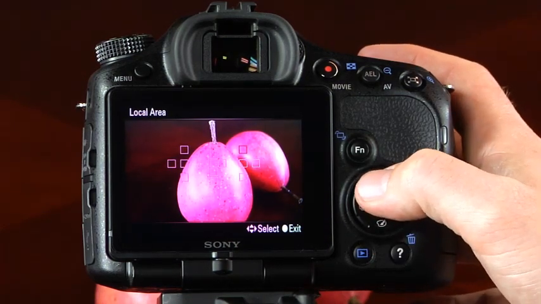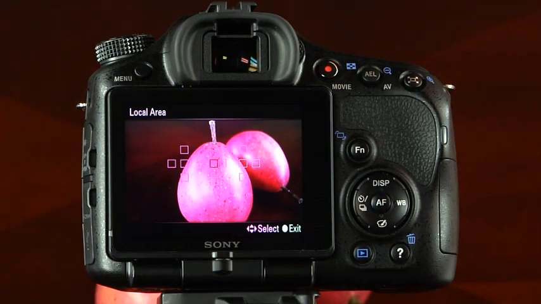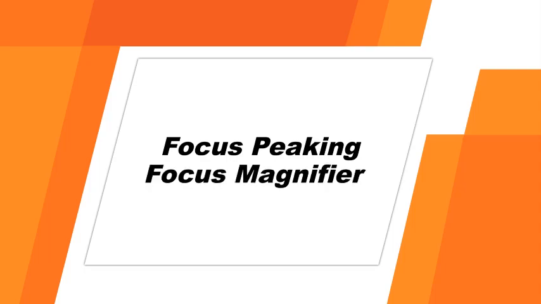To select a focus point, make sure the autofocus area is set to local and use the multi-selector to select the focus point. Your camera also has a manual focus option that can be used at times when it's difficult to get proper focus using autofocus methods. In addition to the focus modes and focus areas, there are 2 other focusing features that we'd like to discuss: focus peaking and the focus magnifier.